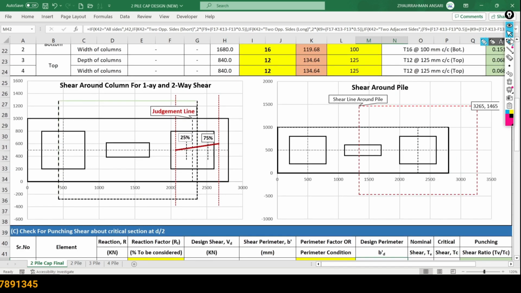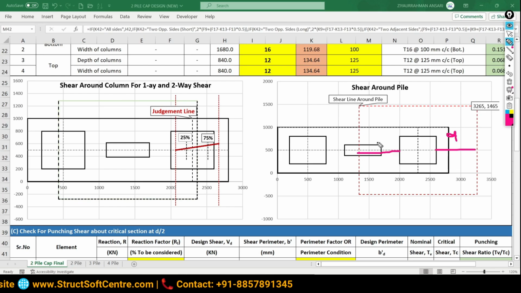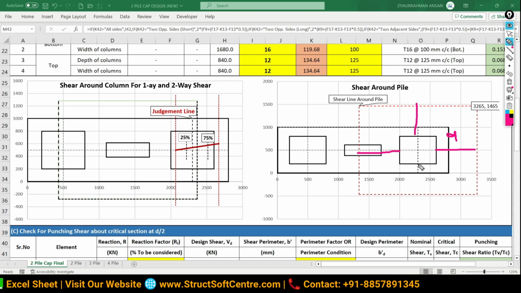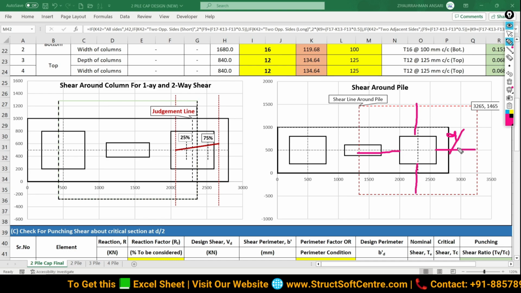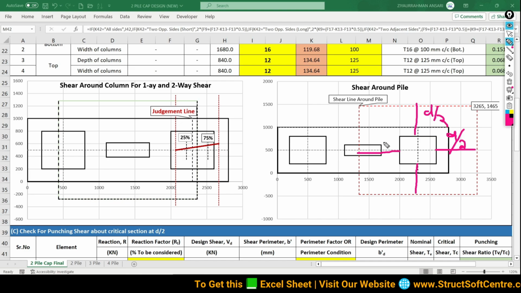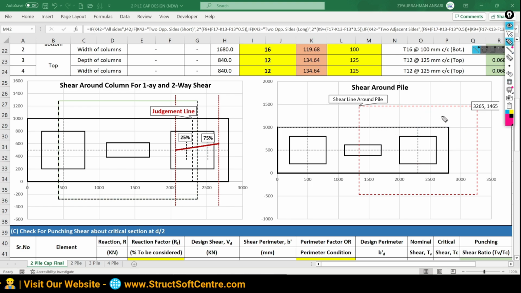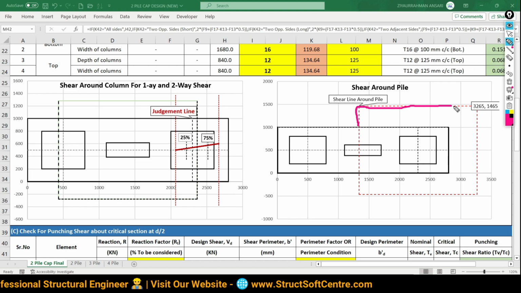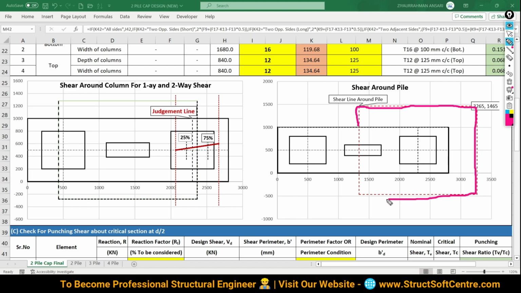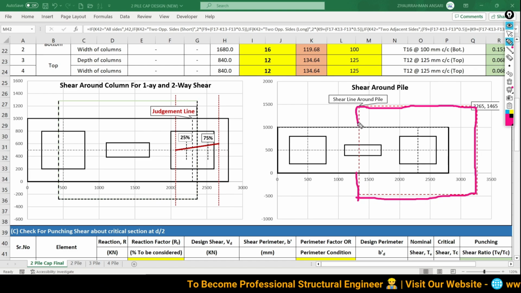So around the pile, again from the pile at a distance of d by 2 from the face of the pile, in all directions d by 2 from the face of the pile. Okay, so this is what the line is coming. It is the shear line around the pile. Basically, only the portion coming inside of the pile cap is important; all these outside lines are not important.